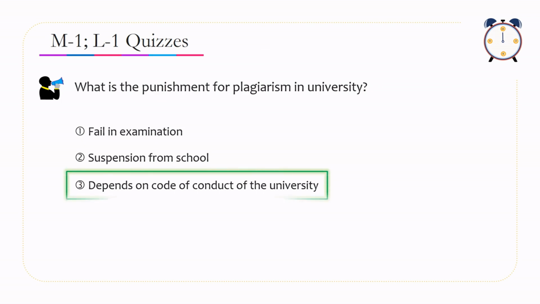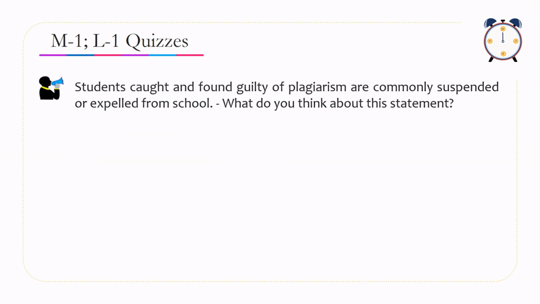Option 3 is correct. Every university has a different code of conduct for plagiarism prevention. As a result, the university decides the action as per the rules. Next question. Students caught and found guilty of plagiarism are commonly suspended or expelled from school. What do you think about this statement? The options are 1, true, 2, false. Your time starts now. Which one is right?